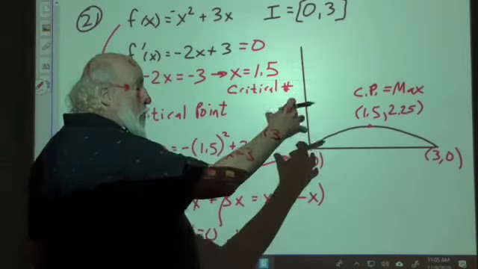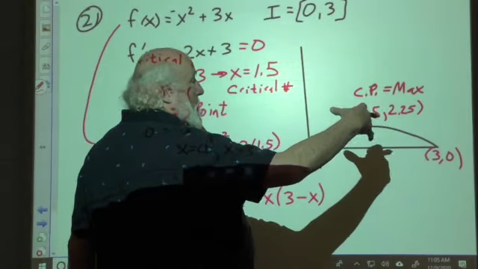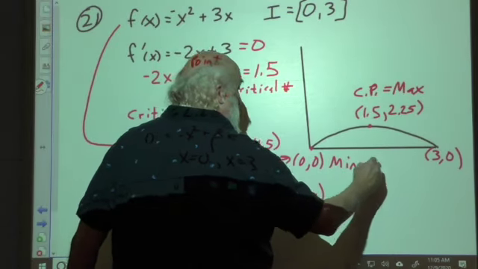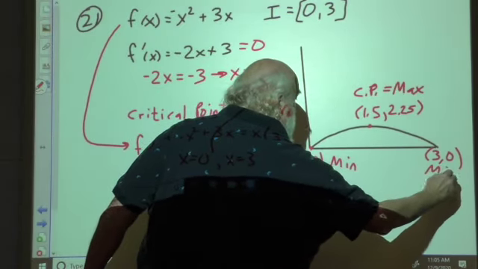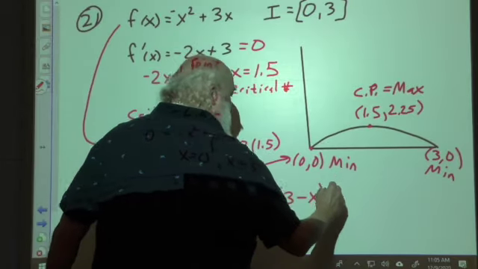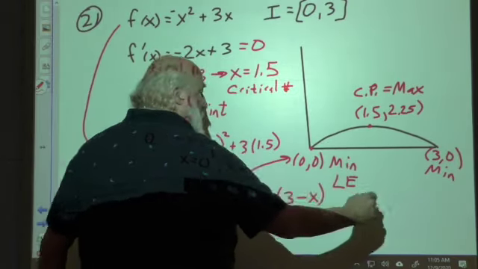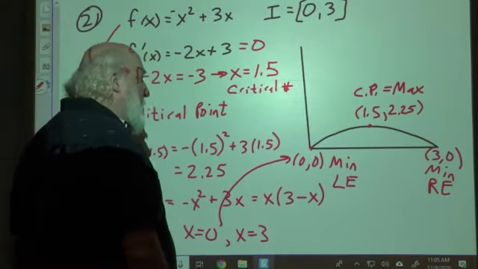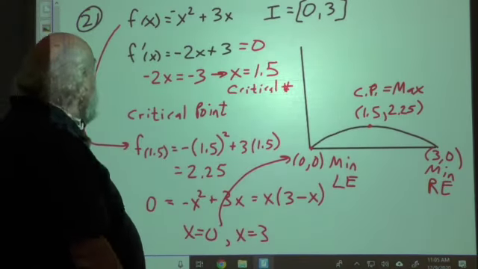Now, these are both the lowest possible values in the interval, so these are both minimums. And this is the left end of this curve, and this is the right end of this curve. So there are your answers for number 21.